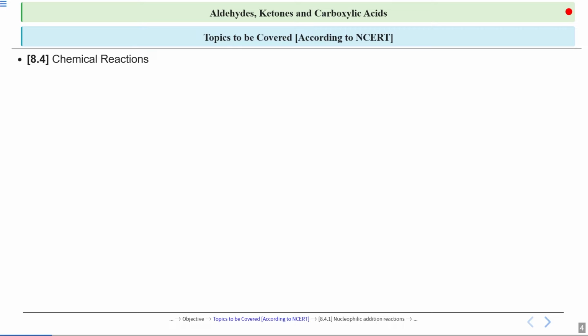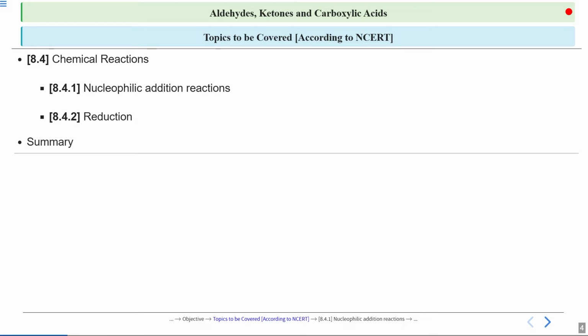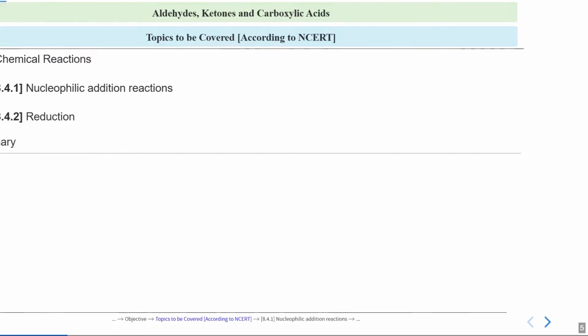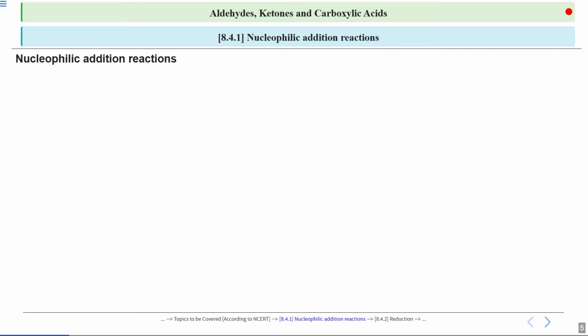Now for your reference, I have mapped the NCERT sections that we are going to cover today. So we will be covering section 8.4, which is chemical reactions, 8.4.1, which is nucleophilic addition reactions, 8.4.2, which is reduction, and then we will summarize whatever we have studied in today's lecture. Okay, so let's begin with today's lecture. So first we will start with nucleophilic addition reactions.